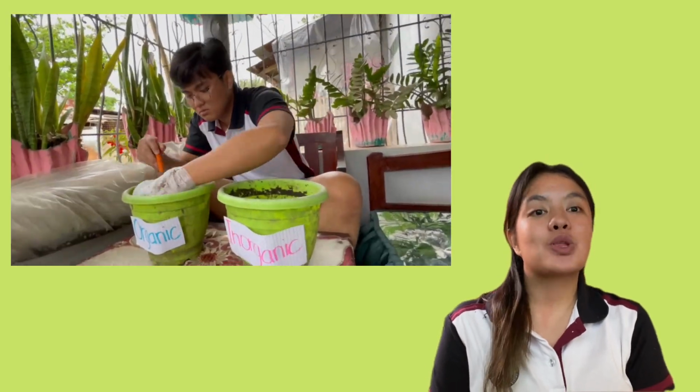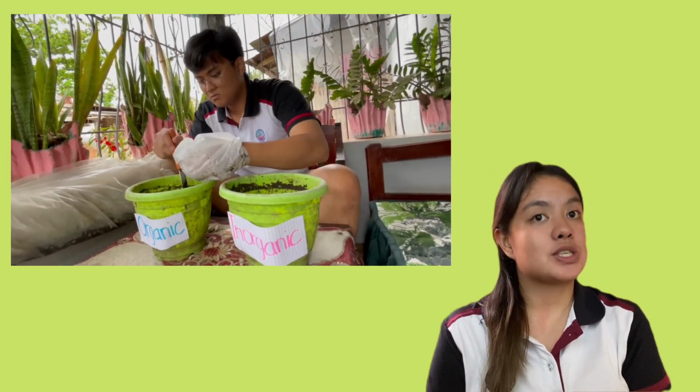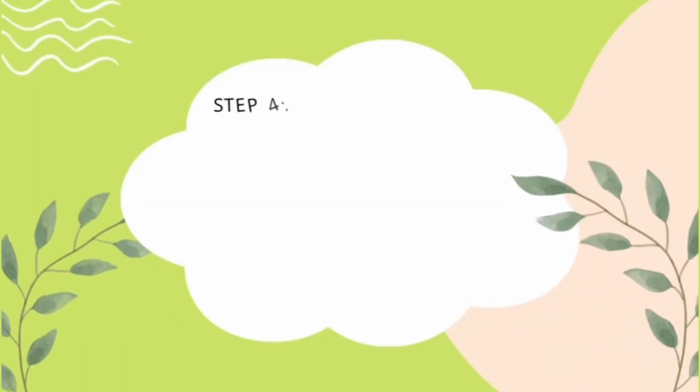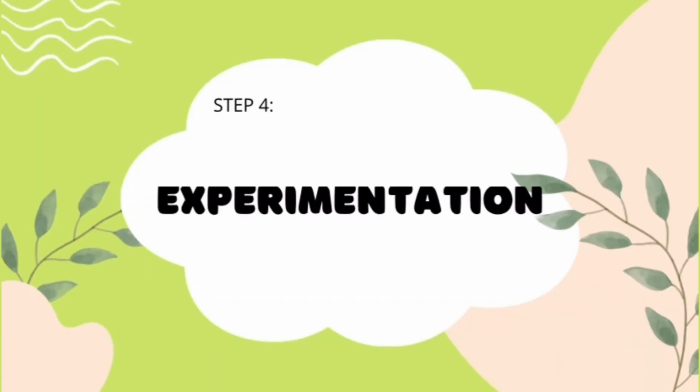For example, in this scenario, you are going to test which fertilizer works better. Is it inorganic or organic fertilizer? This will take time to observe and to test, but surely time will tell which fertilizer is better for your plants. And by that, we will come to a conclusion. Step 4. Experimentation.